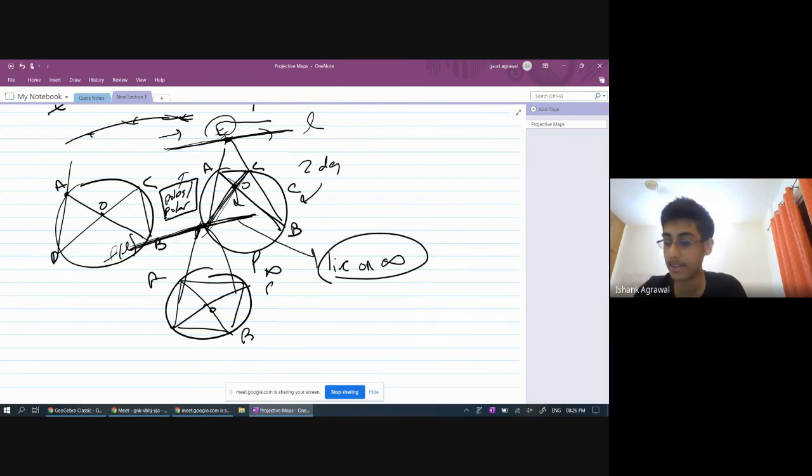Every point has an image. Every image has a pre-image. That is by definition a bijective map.